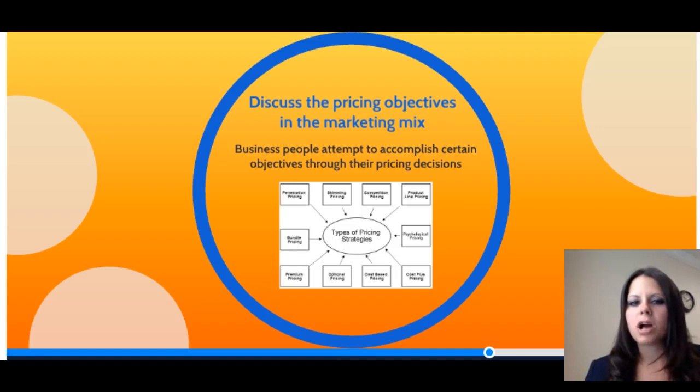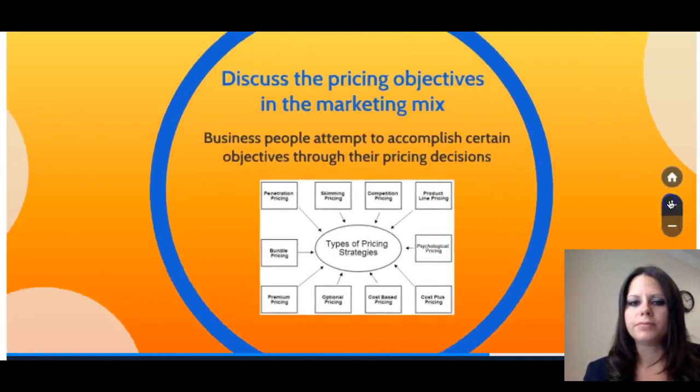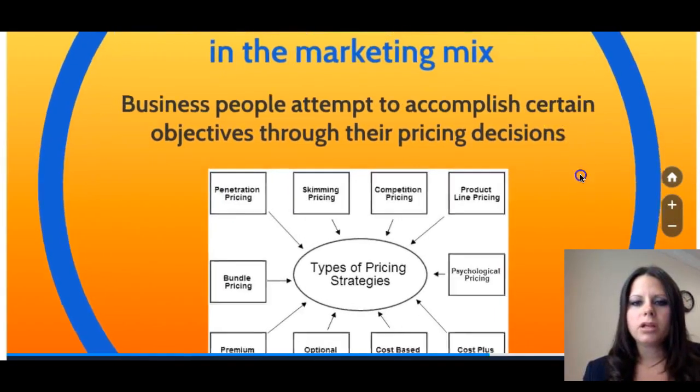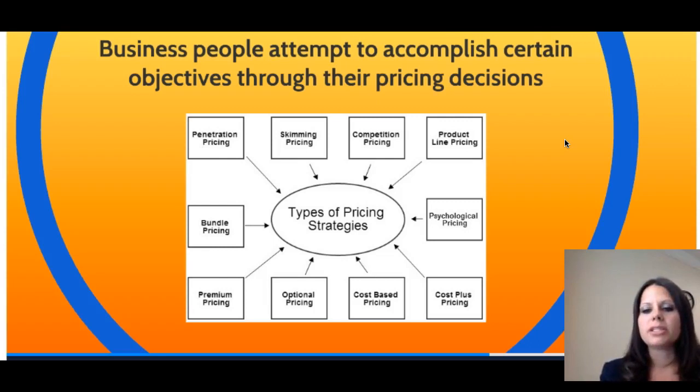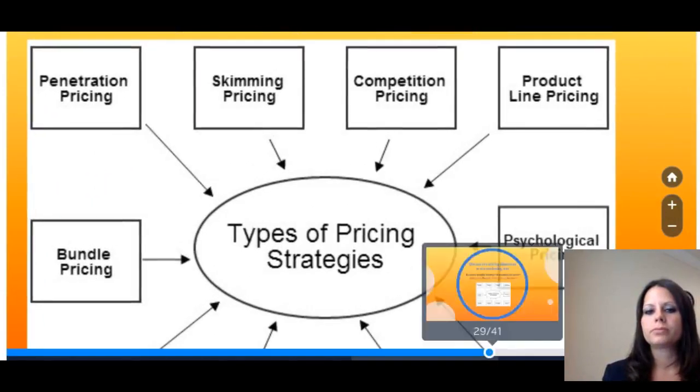Business people attempt to accomplish certain objectives through their pricing decisions. Okay, we'll see some of those featured on the screen. We see skimming pricing, penetration pricing, bundle pricing, premium pricing, psychological pricing, cost plus pricing, a lot of different competitive pricing, a lot of different strategies that businesses will use. So let's look at some of those in more detail.